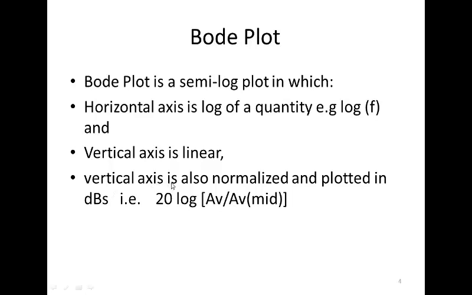Also, the vertical axis is normalized, and then that normalized quantity is plotted in dBs. So for the vertical axis, the gain axis, you first normalize the gain by dividing the gain by its midband value, and then you take the log of that quantity and multiply it by 20. So 20 log of the normalized value is called the normalized dB response.